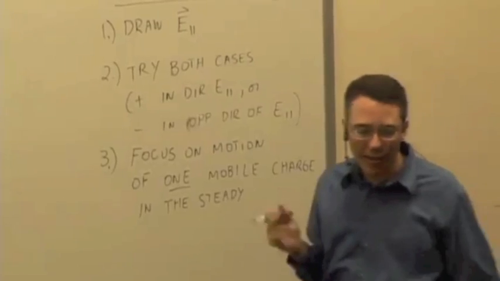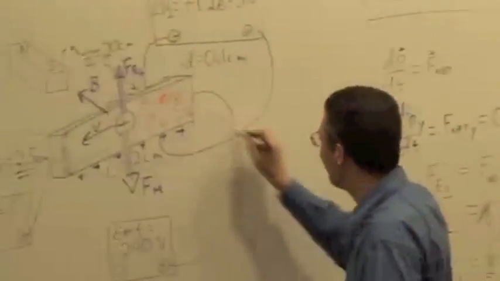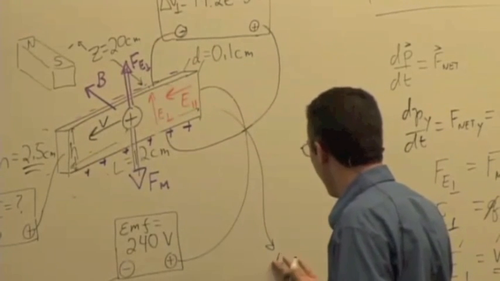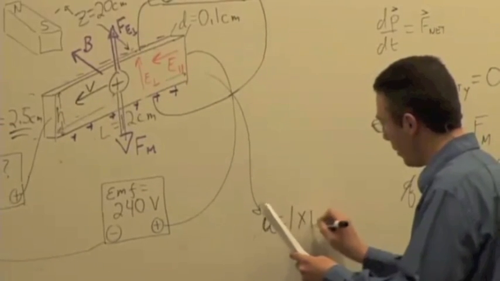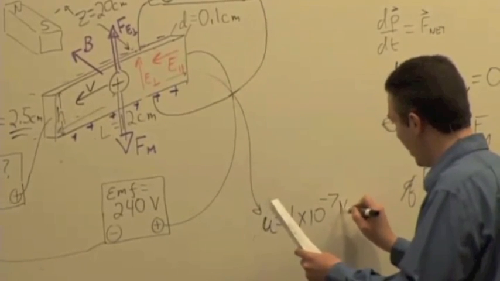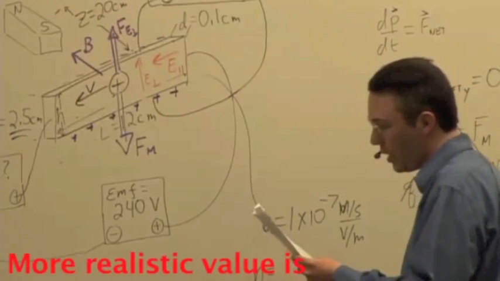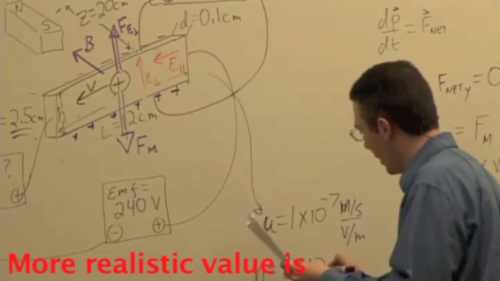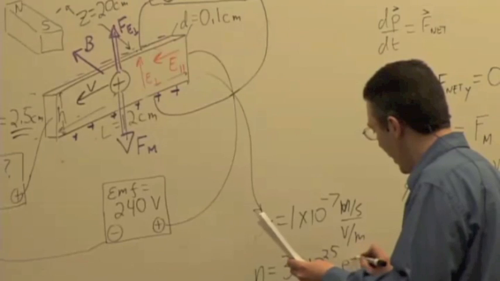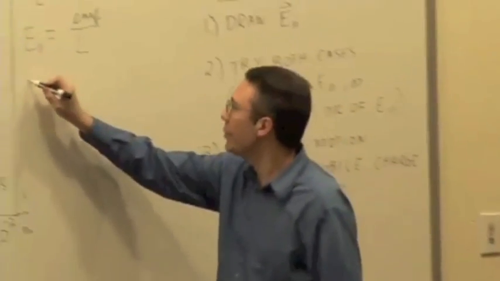Well, if we knew that, we need to know something else. There is actually something else we need to know, which I forgot to write down, which is, what if we knew the mobility? So the mobility, let's say, of this material happens to be 1 times 10 to the minus 7 meters per second over volts per meter. A little hard to solve this without that. While we're doing it, let's say the number density of electrons is 3 times 10 to the 25th electrons per cubic meter. Okay. If we know the mobility, how do we relate it to the drift speed? V equals UE. Okay.